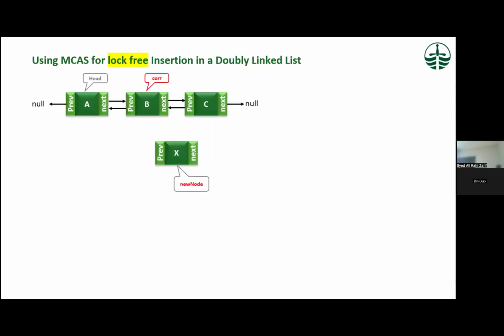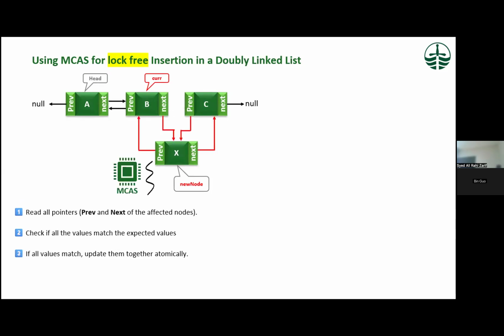Now let's see how we can use MCAS in our doubly linked list to insert a new node. Here again we have the new node X. At first we need to read all of the pointers of the affected nodes, like the next pointer of B, the previous of C, and the previous and next of X. Now we check if all of them hold the expected values: the previous and next of X should be null pointers, B's next should hold C, and C's previous should hold B. If all of these values match the expected values, then we can update all of them atomically together using the MCAS process.